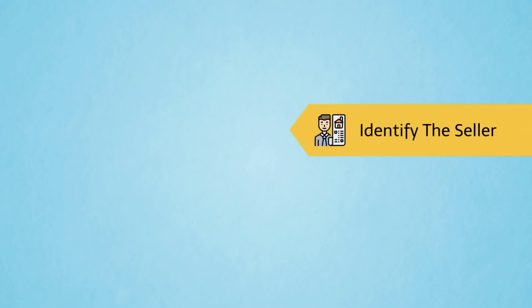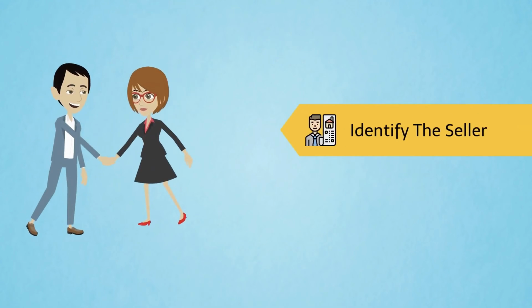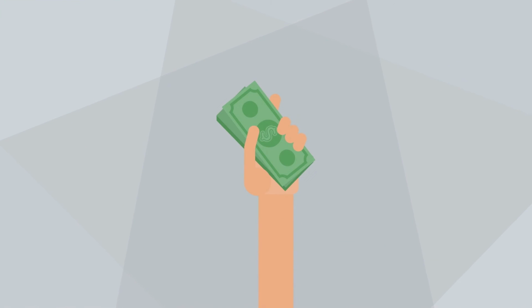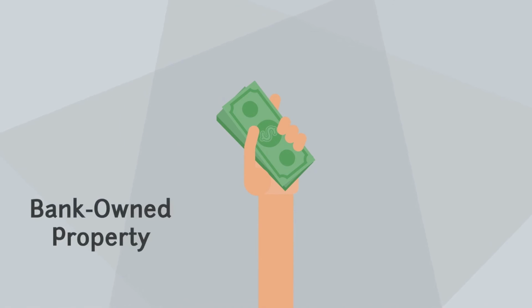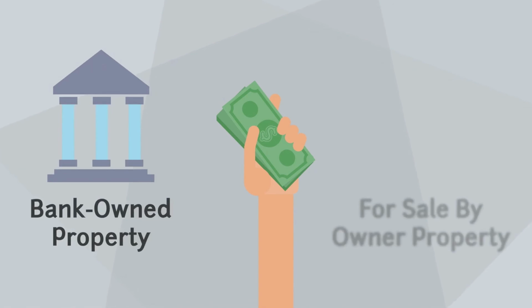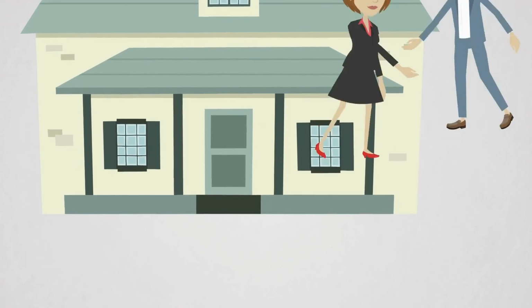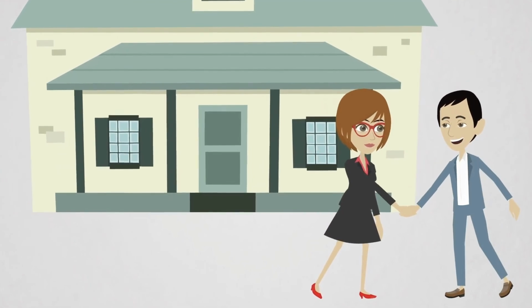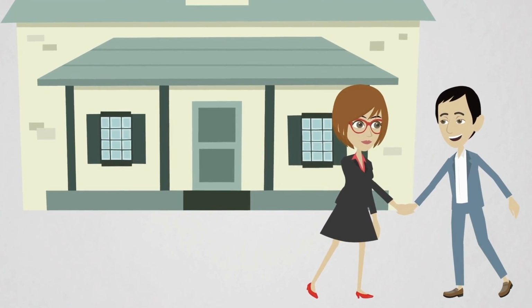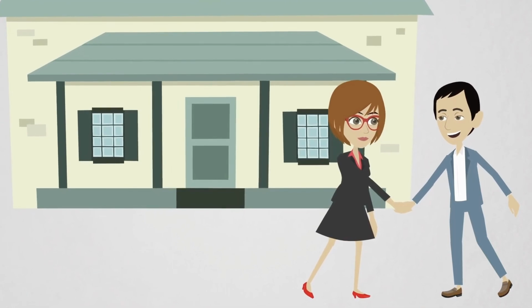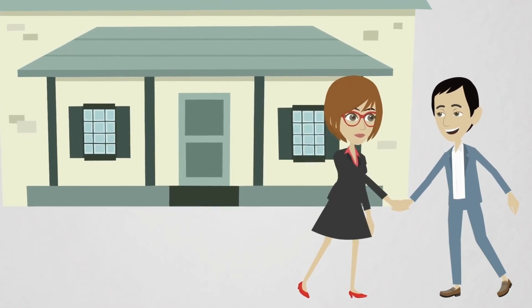Our last tip for multifamily investors is to always identify the seller of the property you're considering. For example, there's potential to save when you purchase a bank-owned or for-sale-by-owner property, but these property types will follow different processes. Remember, every property's purchase price will be affected by the motivation of its seller, and investors will better know what to expect from a deal if they are fully aware of the seller's circumstances.